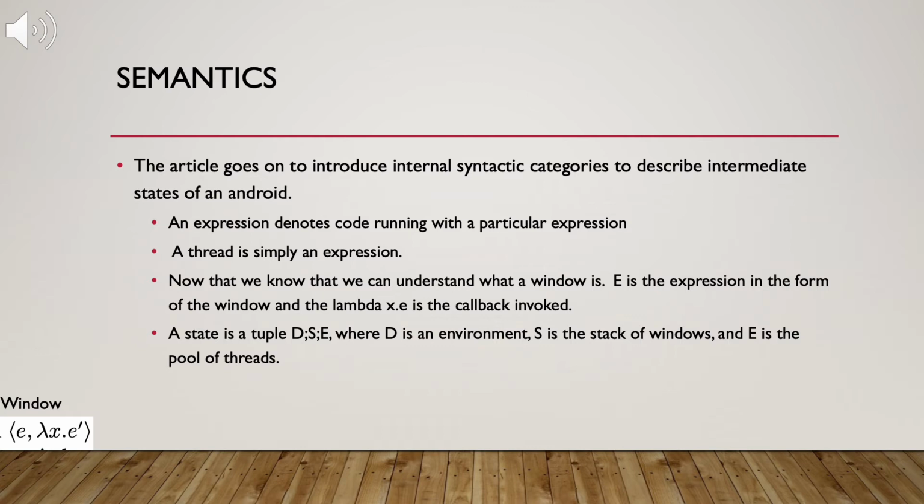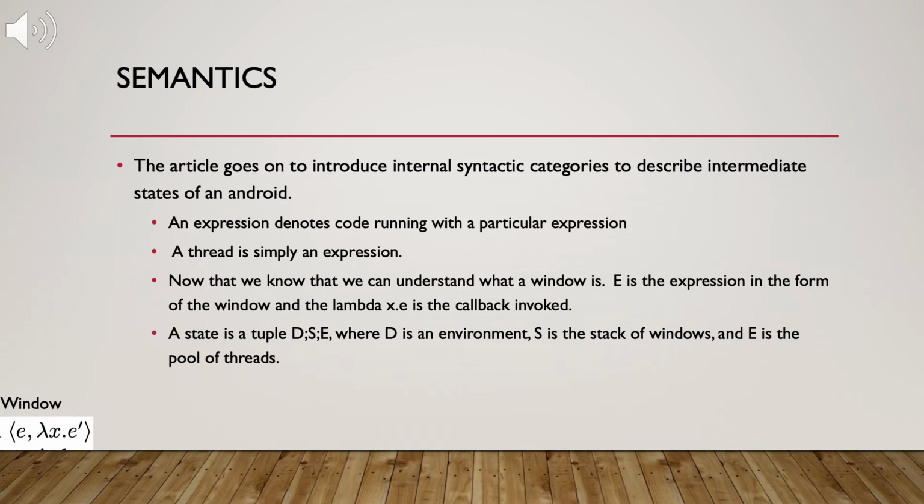An expression denotes code running with a particular expression. A thread is simply an expression. Now that we know both, we can understand what a window is. If you look at the bottom left-hand section, we will see the formula or form of a window, which is E lambda x dot E prime. E is the expression in the form of the window, and lambda x dot E is the callback that will be invoked.